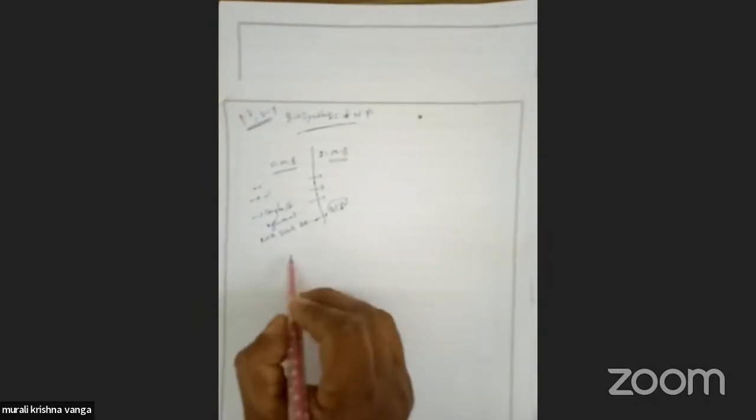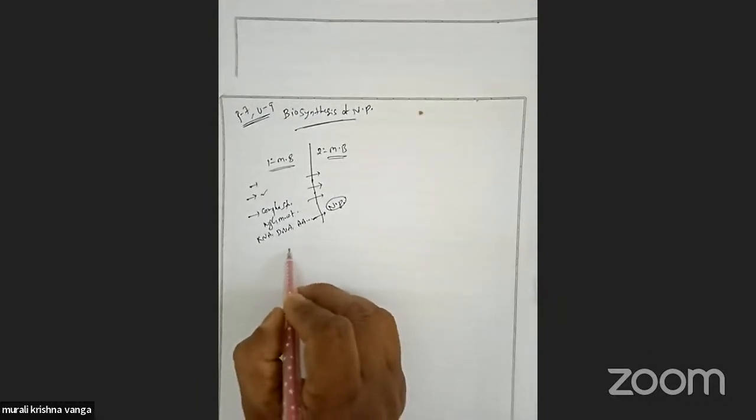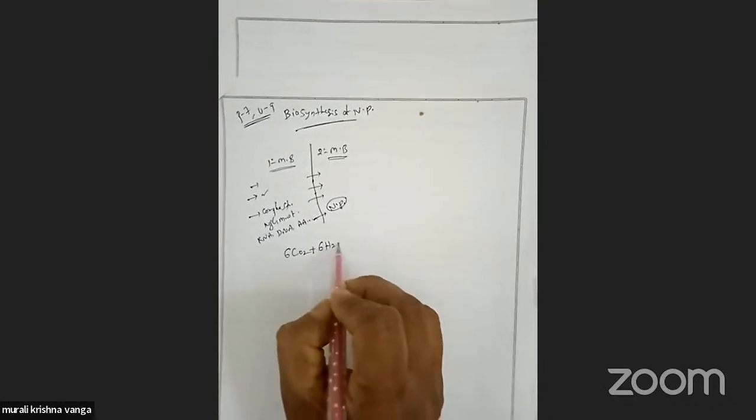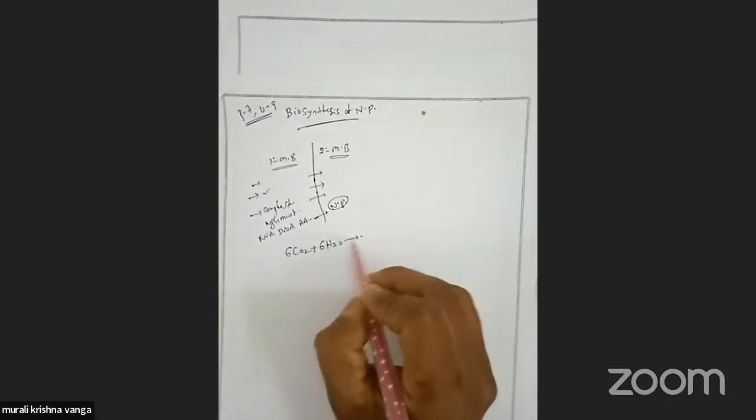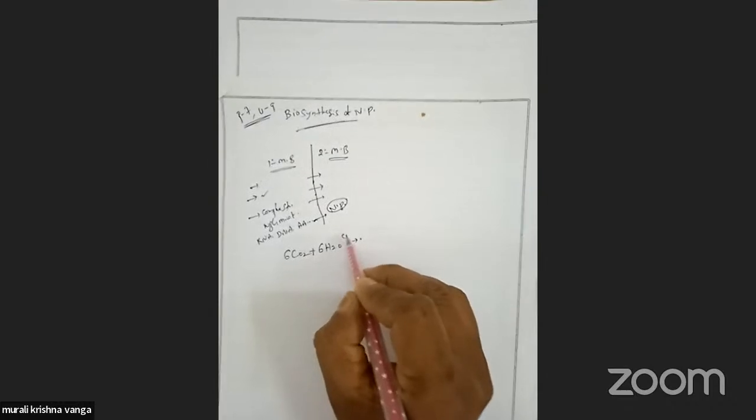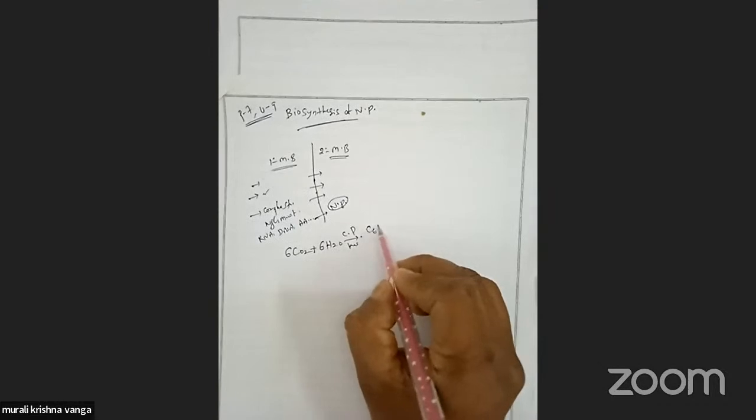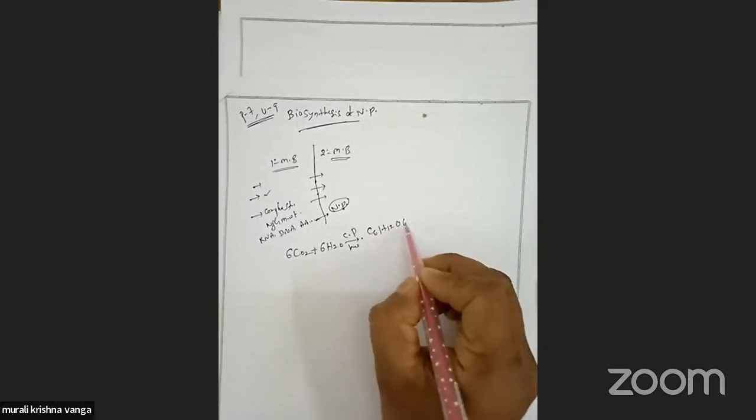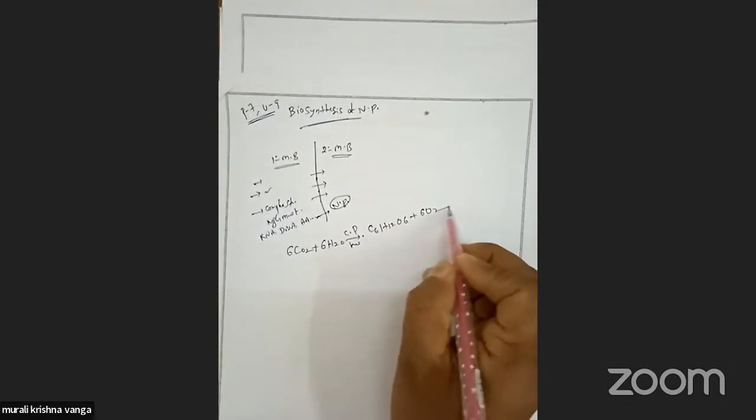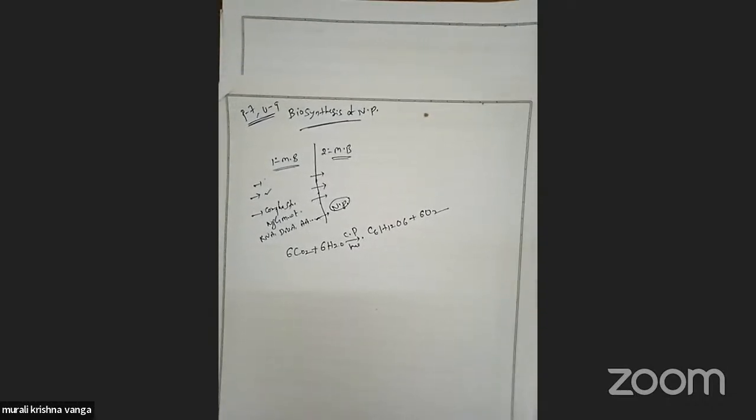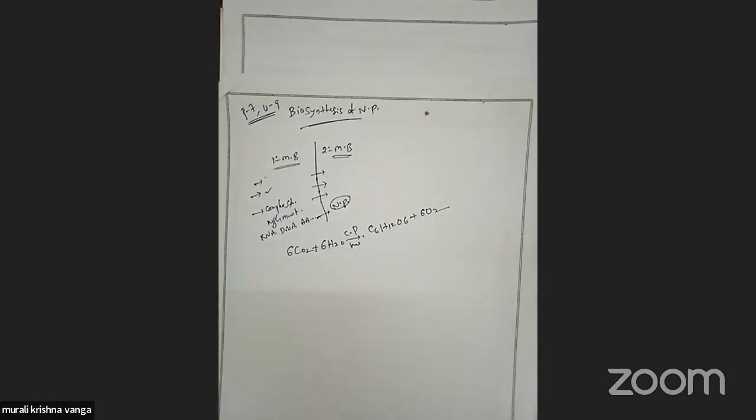Biosynthesis of natural products means, for example, when we take 6 moles of carbon dioxide and react it with 6 moles of water in the presence of chlorophyll and sunlight, the product is carbohydrate, glucose, and the byproduct is oxygen. This is the biosynthesis of natural products.